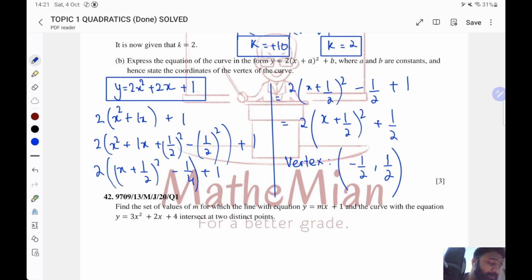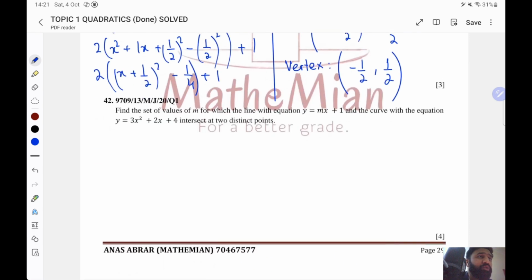The last question up till May-June 2020, which is question number 42, May-June 2020, question number 1 from paper 1-3. Find the set of values of m for which the line with equation this and the curve with equation this intersect at two distinct points. When we say that they intersect at two distinct points, we mean that b square minus 4ac will be greater than 0. Before that we will find the equation for intersection.